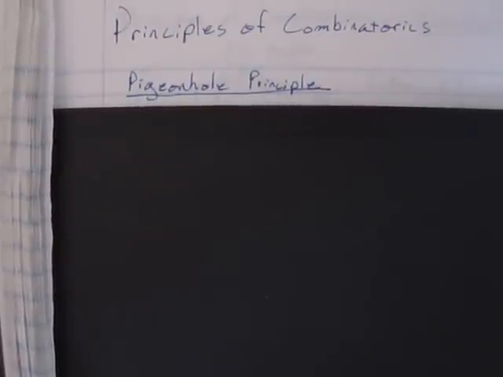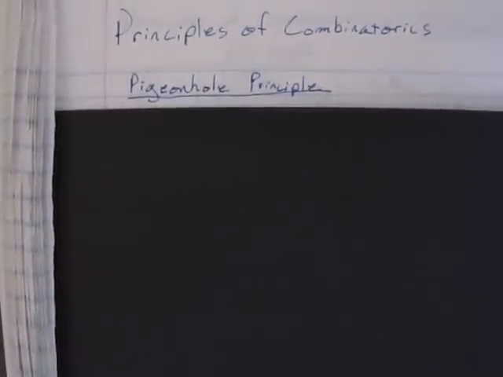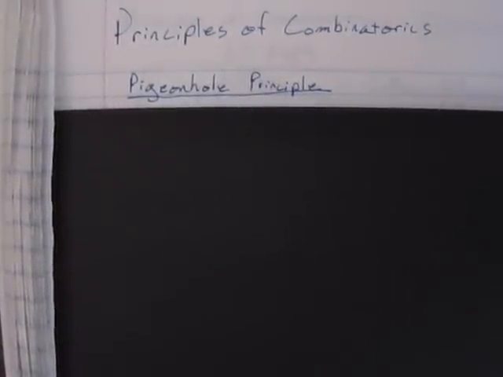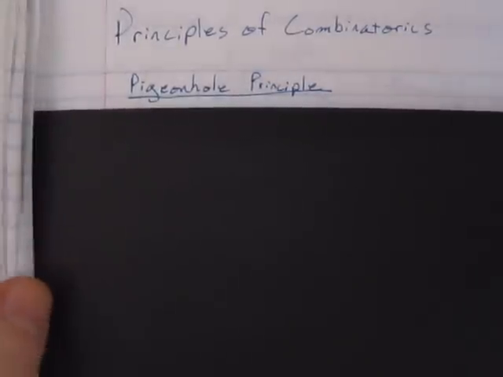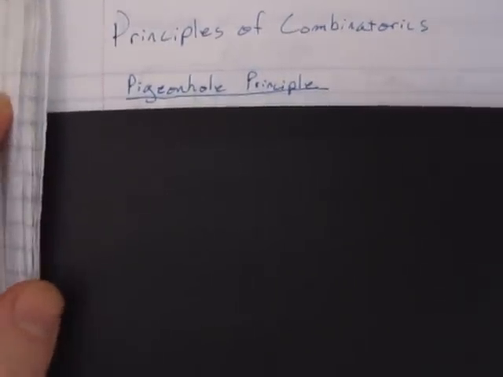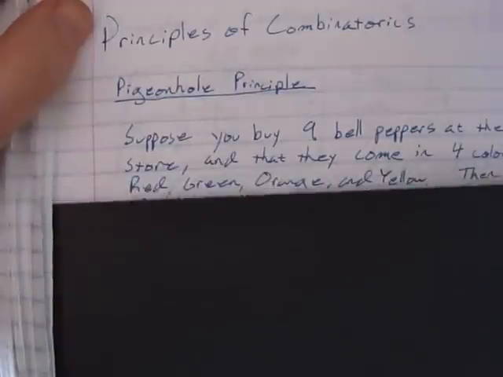Alright, we're going to get started and discuss another principle of combinatorics, the pigeonhole principle, which is just that if you have n plus 1 things and only n places to put them, then one of those places will have at least 2 things in it. It's an amazingly simple statement, but its consequences are far-reaching. So let's see your first example.